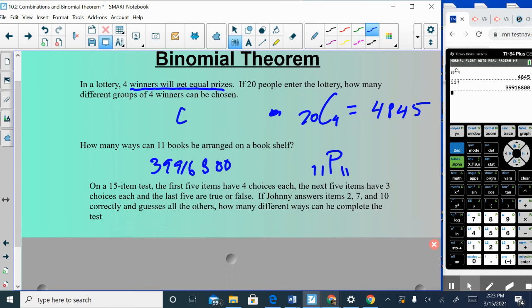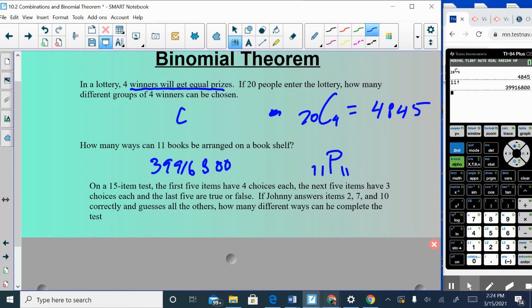Another situation: on a 15-item test, the first 5 have 4 choices, the next 5 have 3 choices, and then the last 5 are true or false. If Johnny answers 2, 7, and 10 correctly and guesses on all the others, how many ways can he complete the test? In this particular scenario, we're actually going to use the fundamental counting principle, and it's a lot like the license plate example from 10.1.